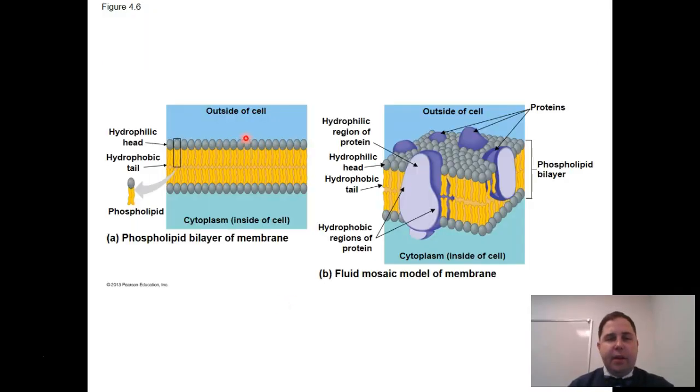And if you think about that, the reason it's important that one part is hydrophilic and one part is hydrophobic is that the hydrophobic parts have to associate with one another, and the hydrophilic parts are going to associate with the water that's both outside of the cell and inside of the cell and create a nice sort of barrier to keep things from going in and out of the cell.